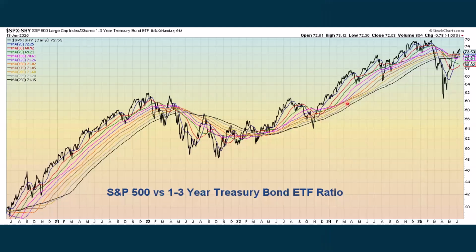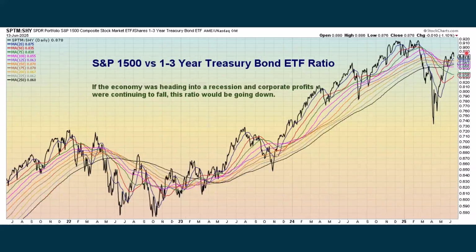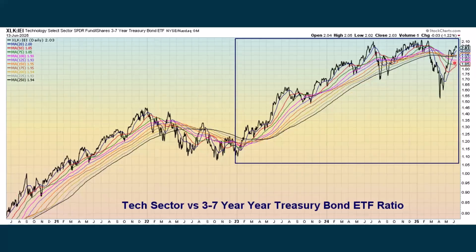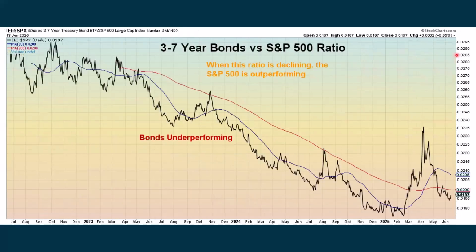Then we do some ratios between stocks and bonds. The S&P 500 to short-term bonds based on price is still above the rainbow, and you're going to see that a lot through these charts here. We've been seeing this now as stocks have been recovering. The S&P 1500 to short-term bonds is still holding up fairly well there. Then another broad market measure with further out bonds, 3 to 7 years out, just showing that we're still above the rainbow here. The tech sector is holding up well with 3 to 7 year bonds.